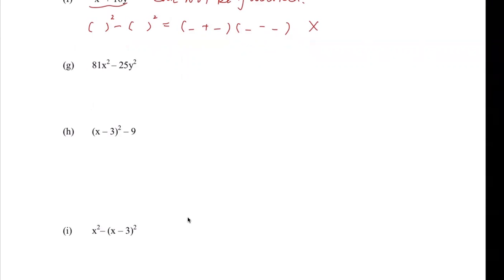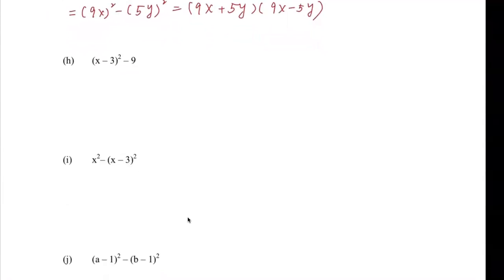Okay. G, 81x squared minus 25y squared. I think by now we should have gained some experience, right? So 81x squared can be written as 9x squared, and 25y squared can be written as 5y squared. So this can be written as 9x plus 5y times 9x minus 5y.